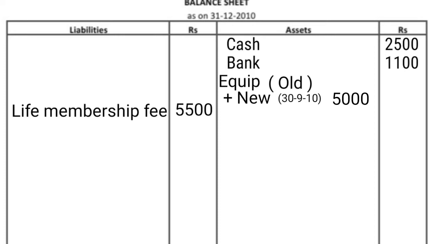And the next item is books. Books is an asset, rupees 2,000. This we will enter in the current year's balance sheet. Books 2,000. Next, 8% fixed deposit, rupees 10,000. This is also an asset. This also we will record in the current year's balance sheet.